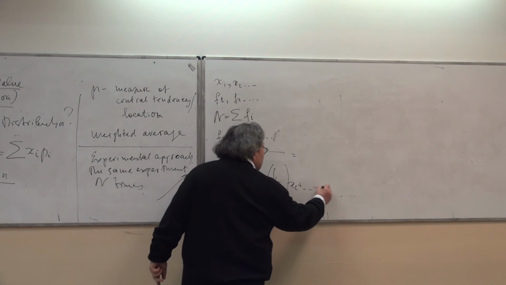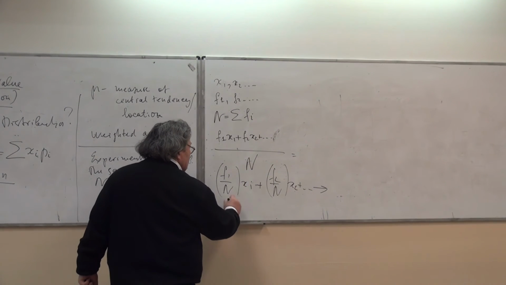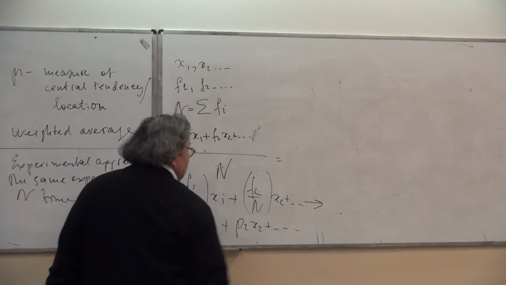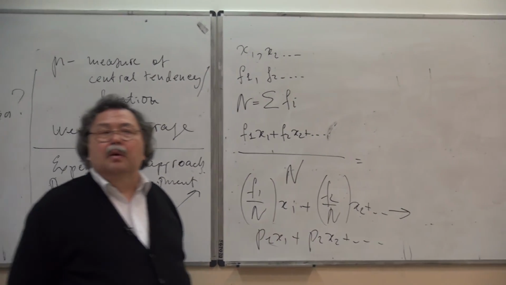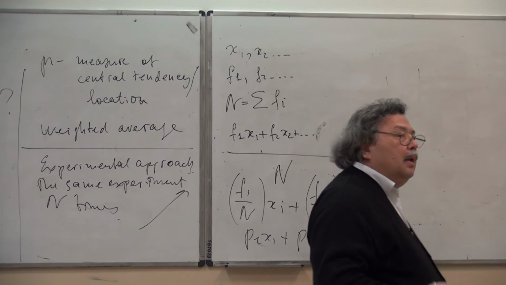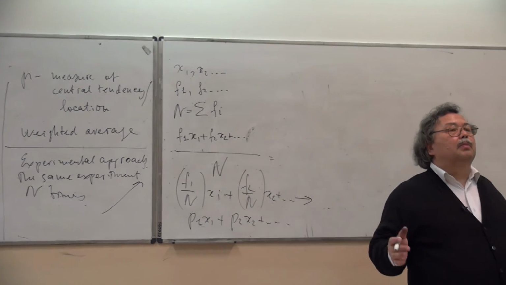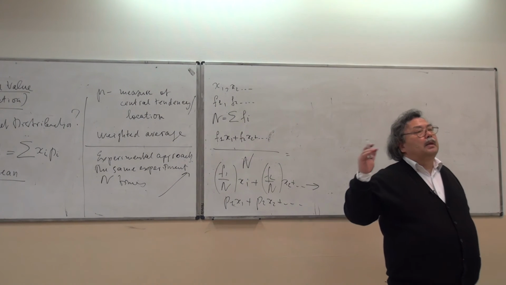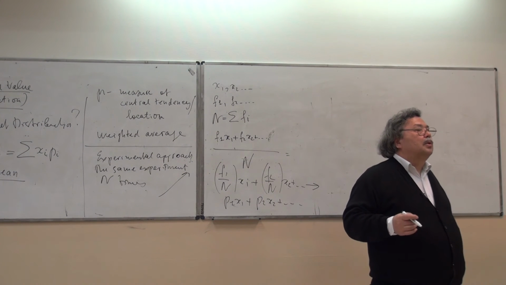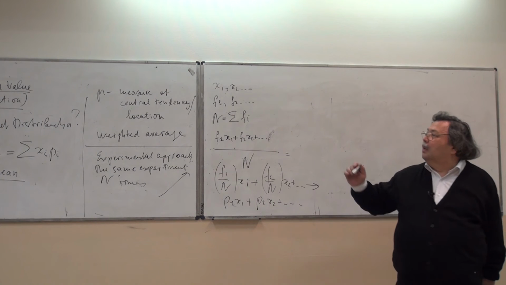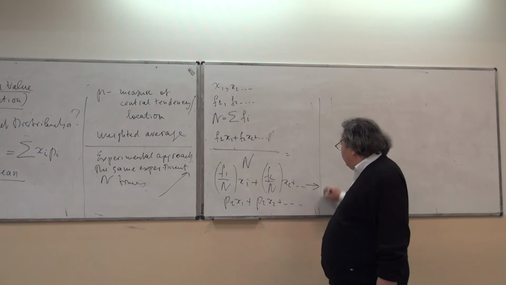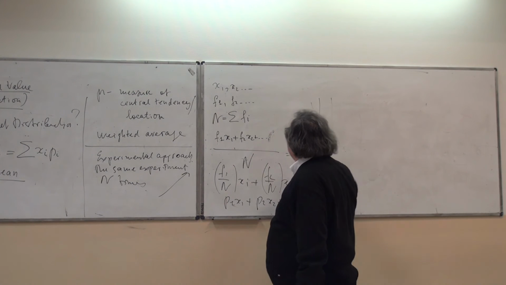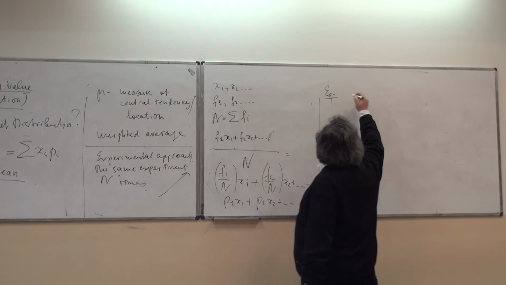So this will approach p1 times x1 plus p2 times x2 and so on, which is exactly the definition of expected value. So if we apply the concept of arithmetic average to this repeated experiment, what we get in the limit is the definition of mathematical expectation as given there. Okay? Well, some simple examples. Rolling a die.